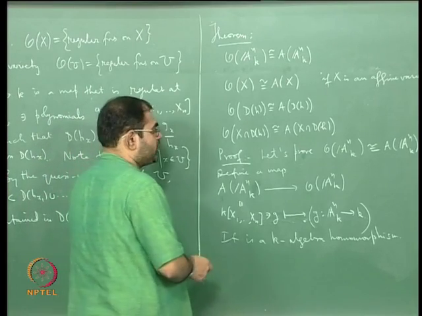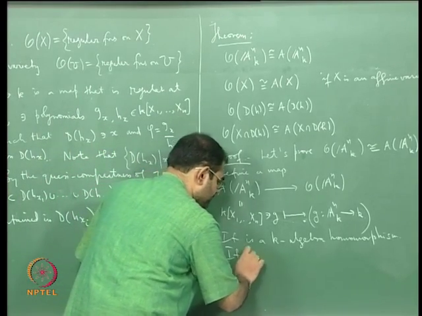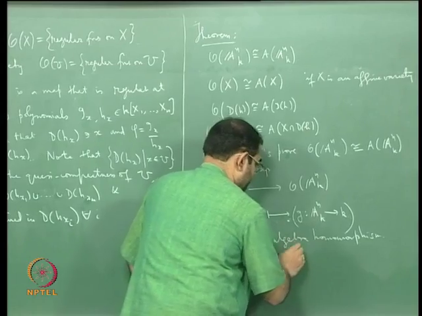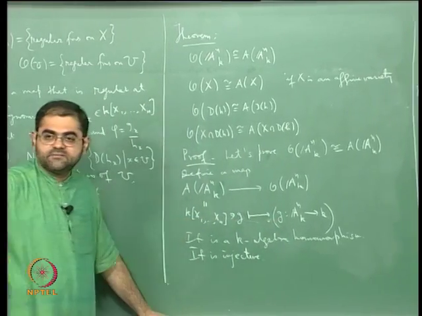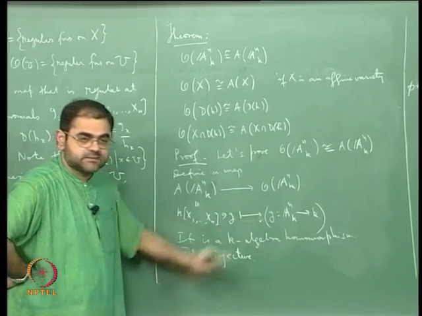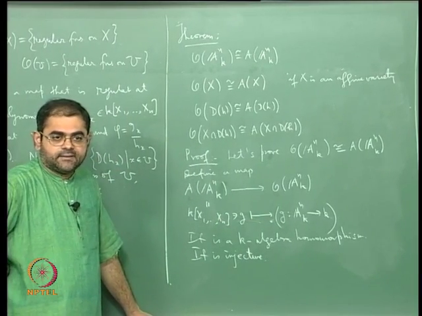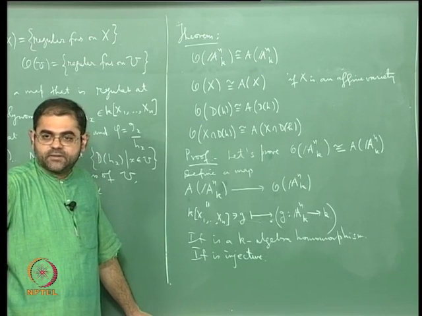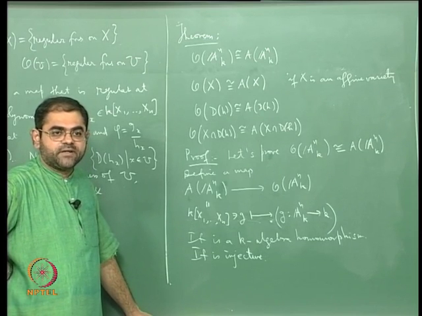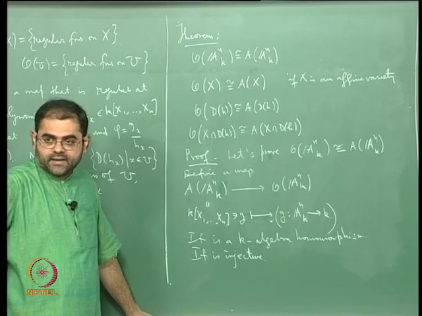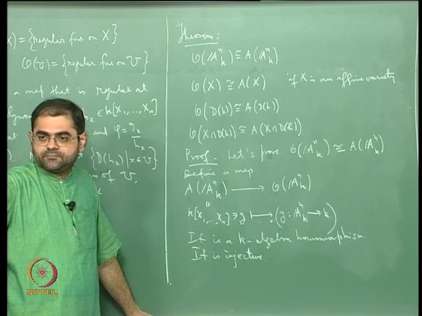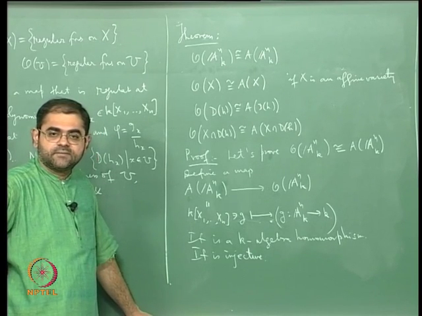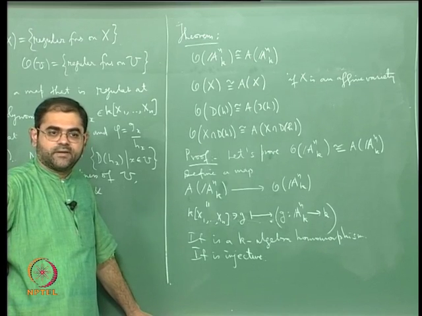Then how do you show it is injective? If you take two polynomials g1 and g2 which as functions are different, it means that there is a point in A^n where the values of g1 and g2 are different. That means the difference polynomial g1 minus g2 does not vanish at that point, and that should tell you that g1 and g2 cannot be the same. So it is very clear that it is injective, the injectivity is just very trivial.